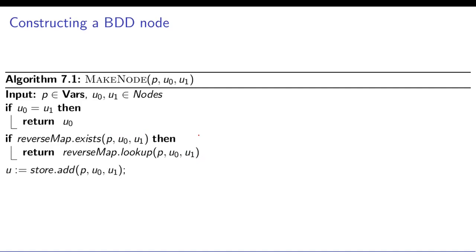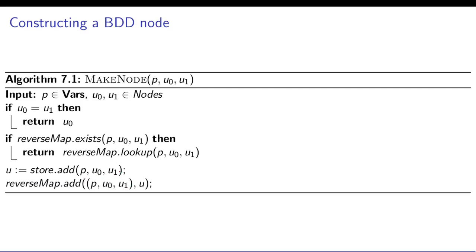If that is not the case, you create a node which we call u, and add it to the store. It is labeled with variable p, u0 is the left child and u1 is the right child. And then you also need to record in the reverse map that using these three parameters a node has already been created, and if in the future you want to create it again, you look it up and return the same object. Don't create it again.